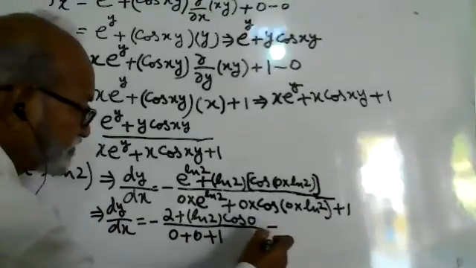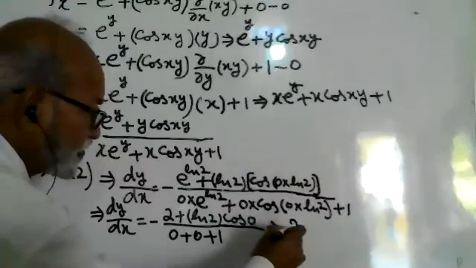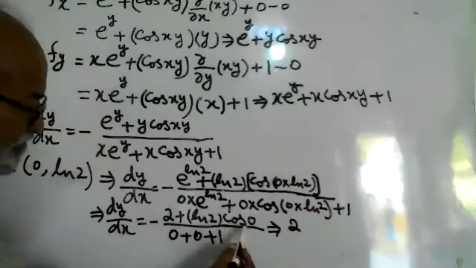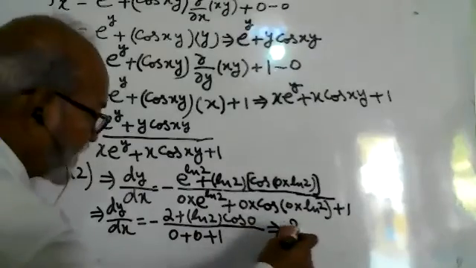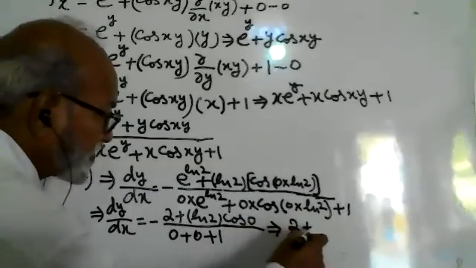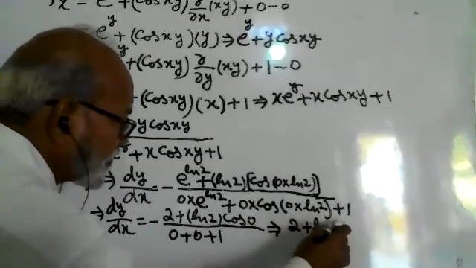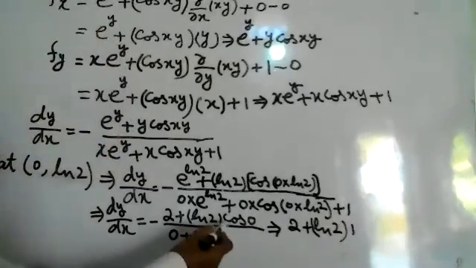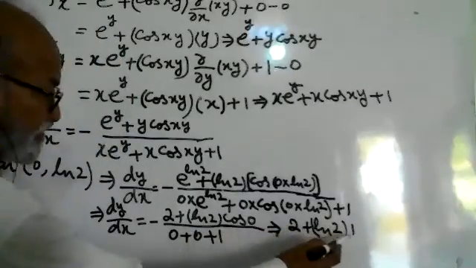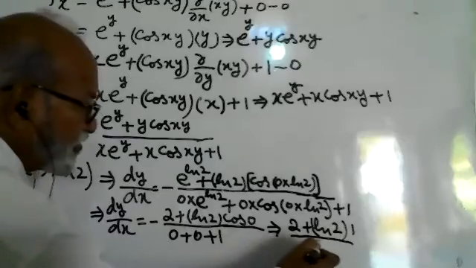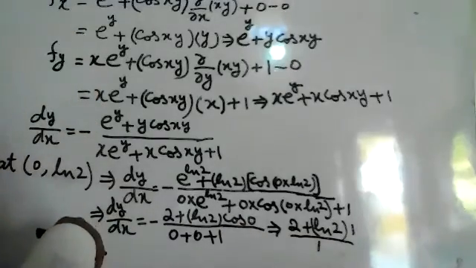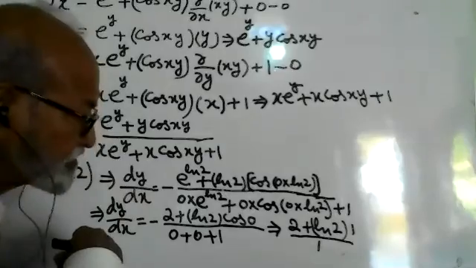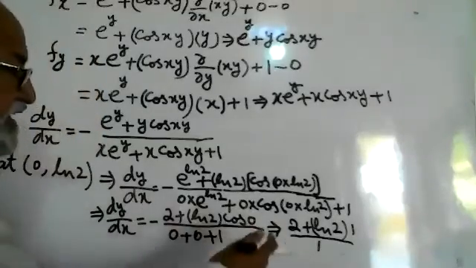Further, 2 plus ln2 into cos 0, and cos 0 will be equal to 1, upon 1. So this is the final answer.